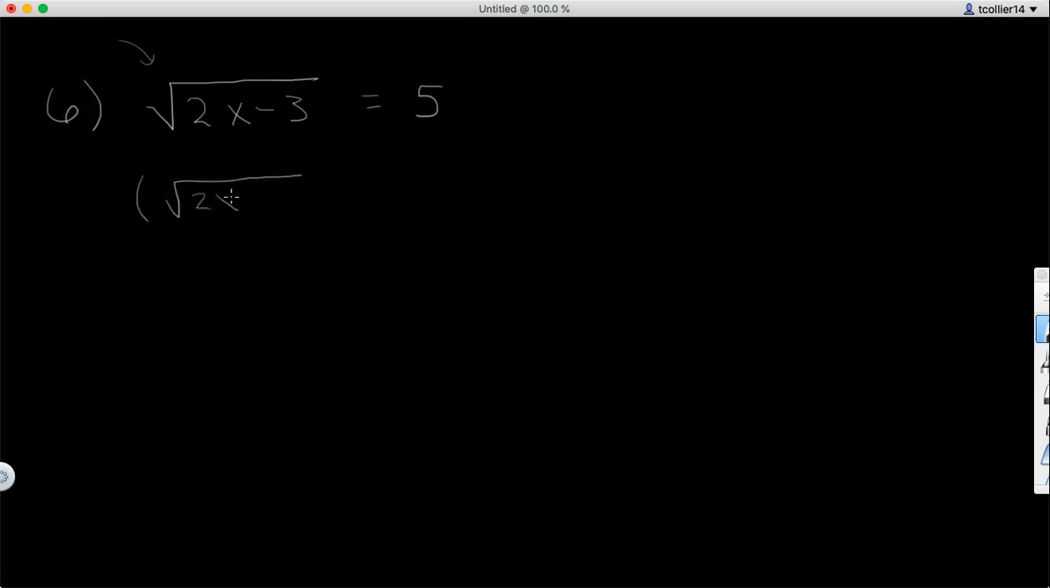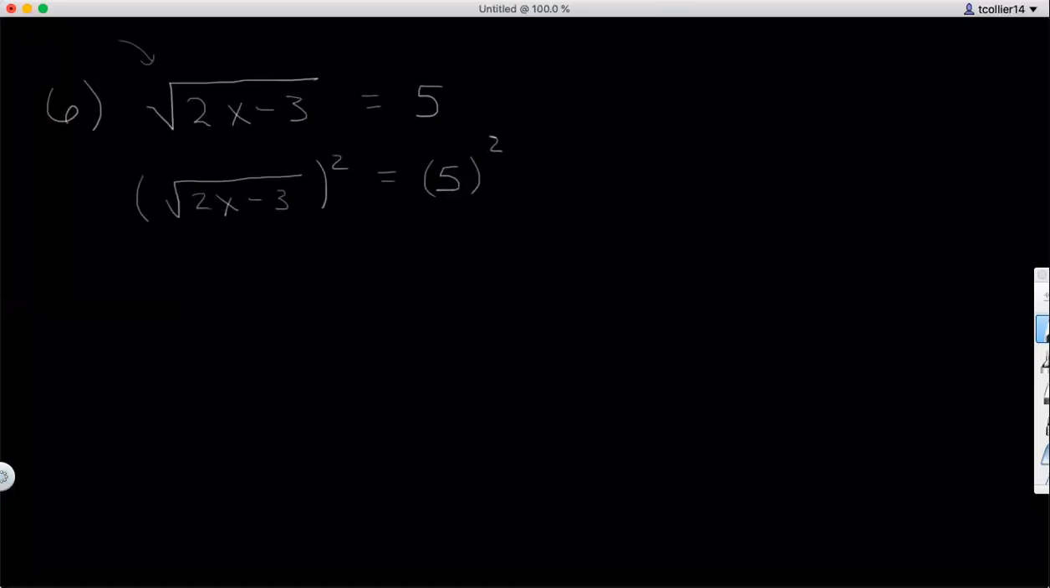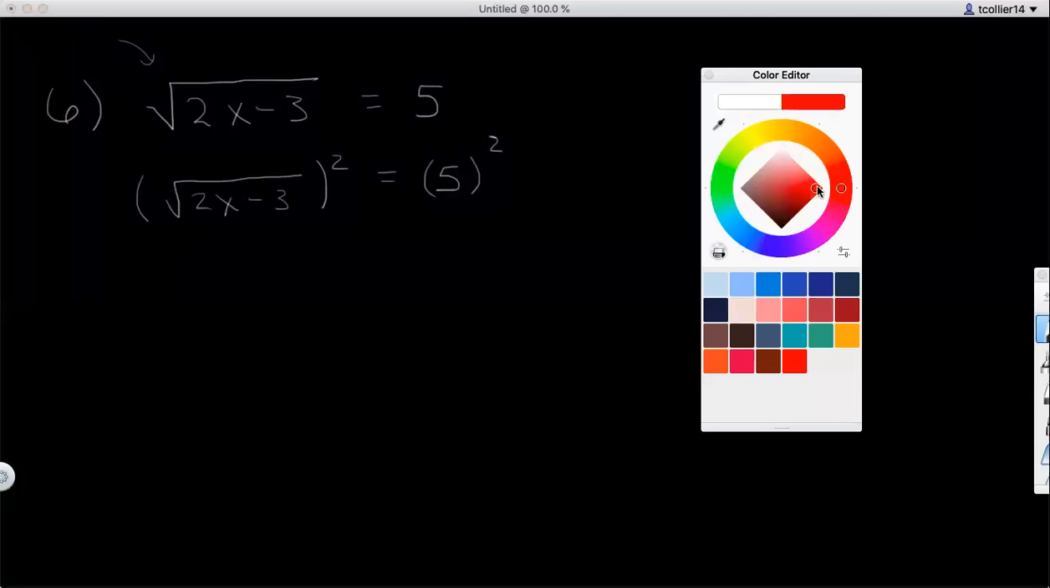So I'm going to put this side in parentheses, and I'm going to square it. And the 5 over here, I need to put that in parentheses and square it. So what's going to happen is this 2x minus 3 that's on the inside right here, let me do that in red, that's actually going to come out the exact way that you see it. So it's not really going to change at all. It's going to come out as 2x minus 3, and the right side is going to change from 5 squared into 25.